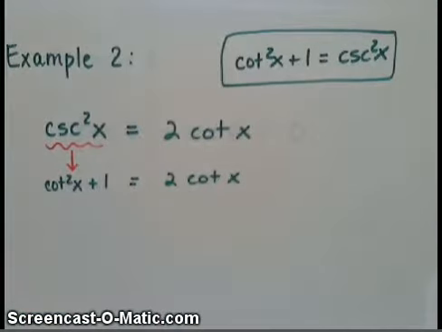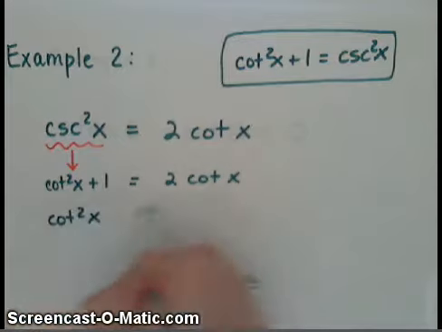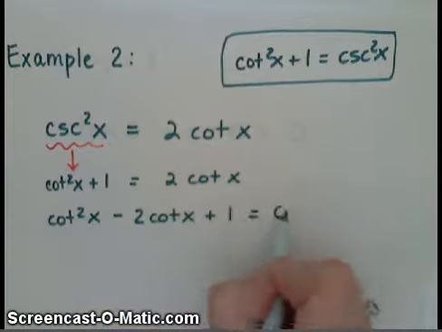Now, the good news is we have now made the substitution. We have everything in terms of cotangent. So when we look at it, we're going to take everything over to the right-hand side, cotangent squared x. I'm going to bring this next, minus 2 cotangent x plus 1 equals 0.